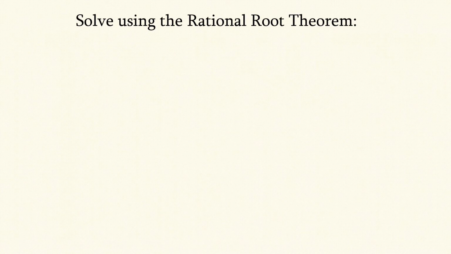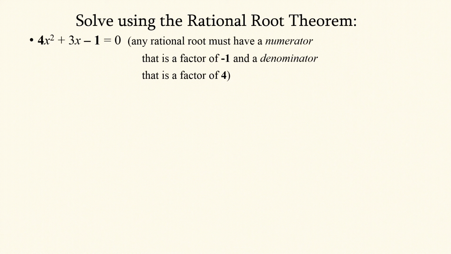Now, let's proceed on how to solve using the rational root theorem. So, we have here 4x squared plus 3x minus 1 is equal to 0. Any rational root must have a numerator that is a factor of -1 and a denominator that is a factor of +4. So, unahin muna natin yung factors ng ating -1. So, yung factor niya ay magiging positive and -1. Then, the factors of +4 are positive and negative 1, 2, and 4.